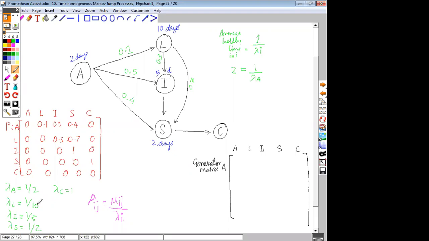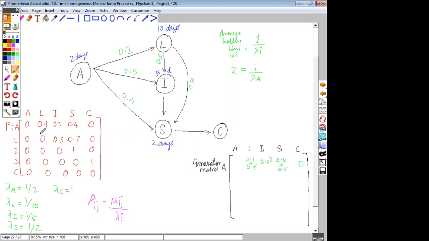Perfect, right? So let us say, for example, I cannot figure out the diagonals, so I'm just going to forget about the diagonals. What we'll do is figure out A to L. So P_AL is what? 0.1 times lambda A, so 0.1 times 0.5. And now to figure out I, what you'll have to do is multiply each of these rows by the respective lambdas. So everything will get multiplied by a half: 0.5 squared, and this will be 0.4 times 0.5.